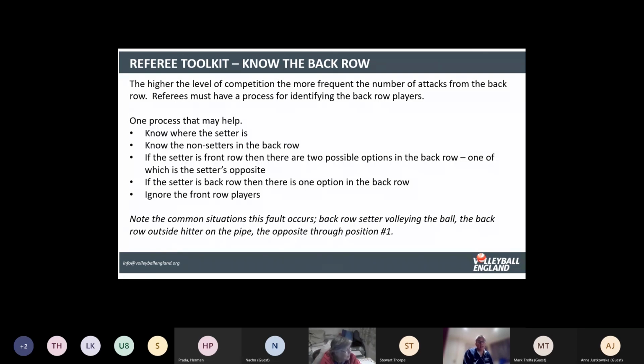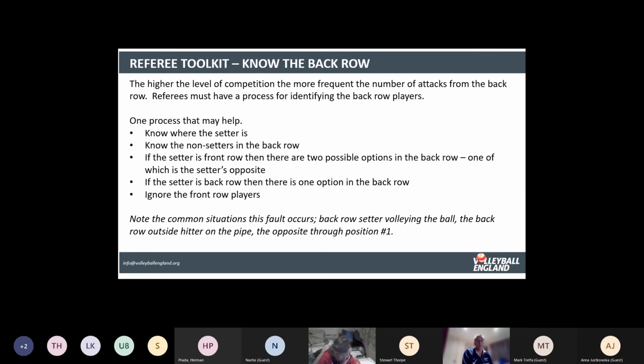If the setter is in the back row, then most often there is only one attack option from the back row, because in most cases you will have the outside hitter and a libero. The other way to look at it is that, because I haven't got too many problems knowing what's going on in the front row, I don't really need to know who those players are. I actually need to know all the time who is in the back row. So you could ignore the front row players and just focus your attention on who is back row.